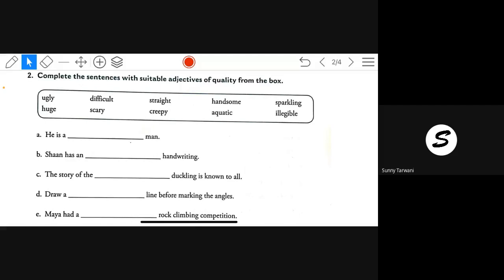First five. He is a handsome man. Handsome.